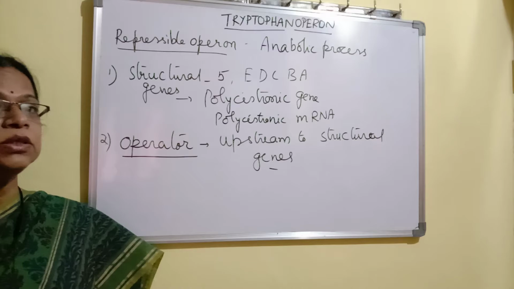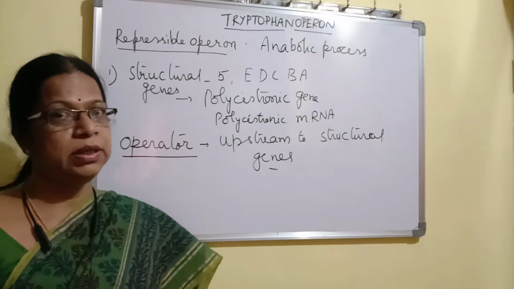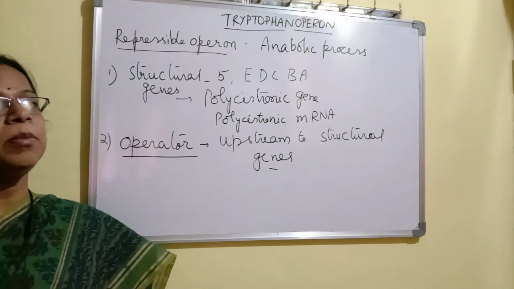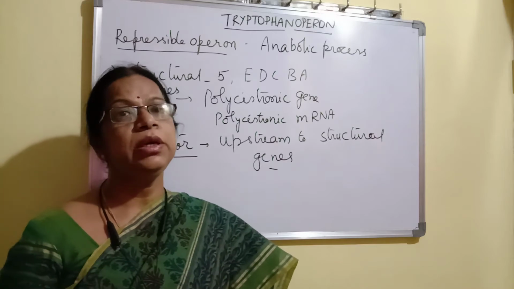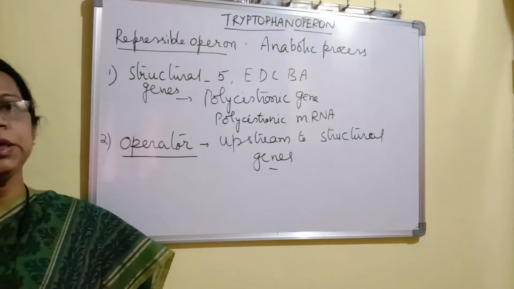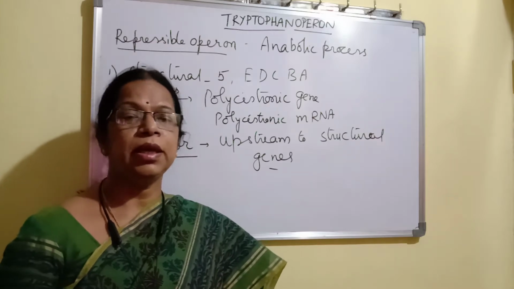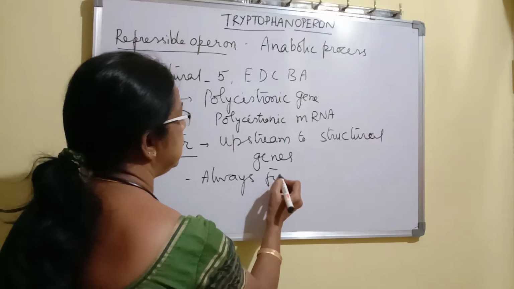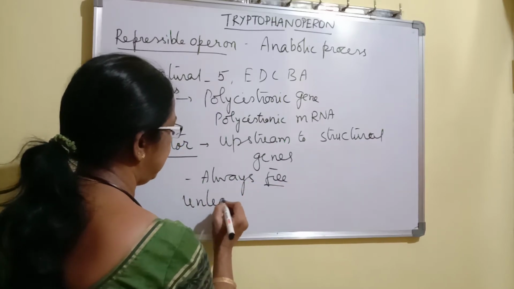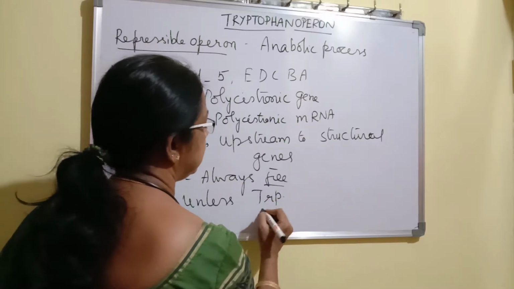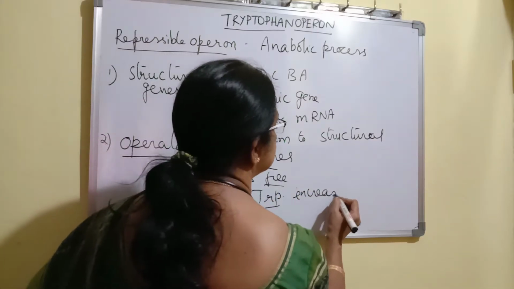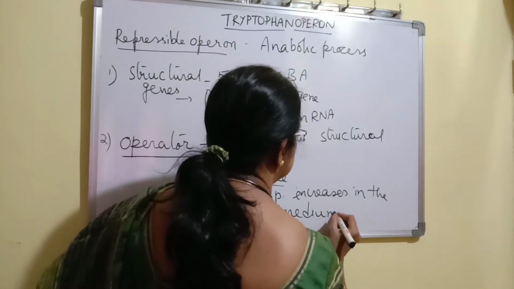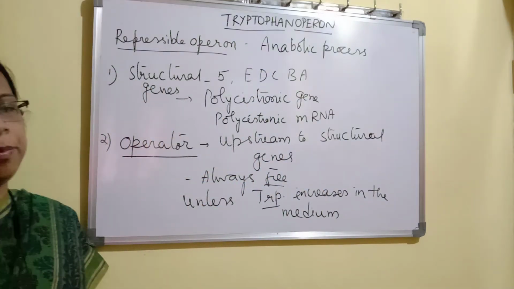When tryptophan is not present or is present in low quantity, this operator will not combine with the repressor. You know, when repressor and operator combine together, then transcription cannot take place. But when the operator is left free, then transcription can take place. So it is always left free unless tryptophan increases in the medium. That is the operator gene.